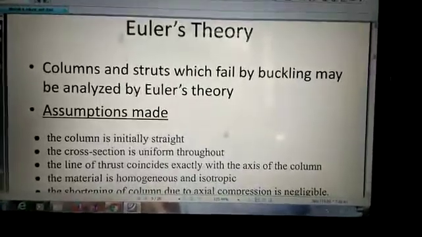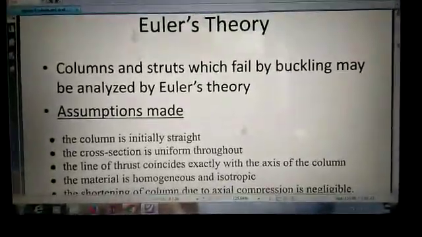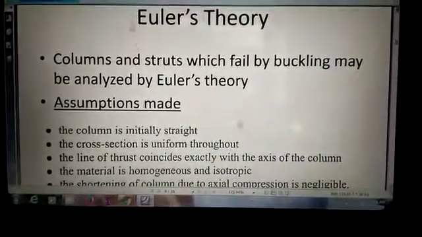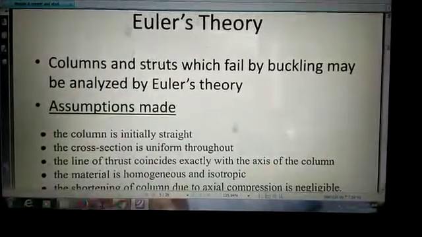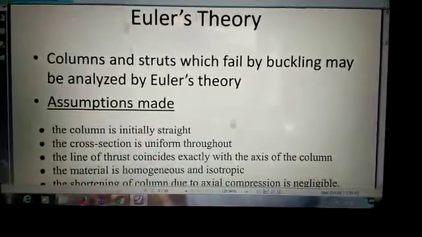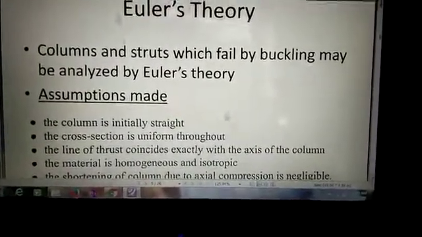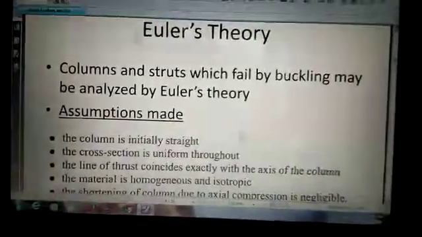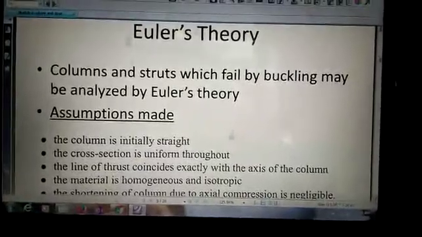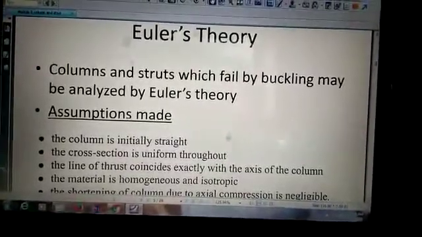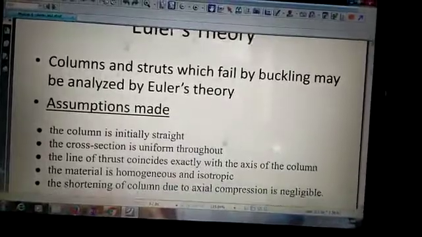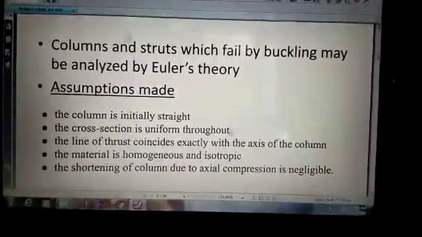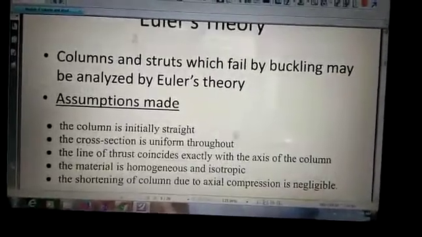In continuation to our unit column, let us discuss Euler's theory. In Euler's theory, columns and struts which fail by buckling may be analyzed. So, Euler's theory is applicable to columns and struts which fail due to buckling. There are some assumptions which are considered in Euler's theory.